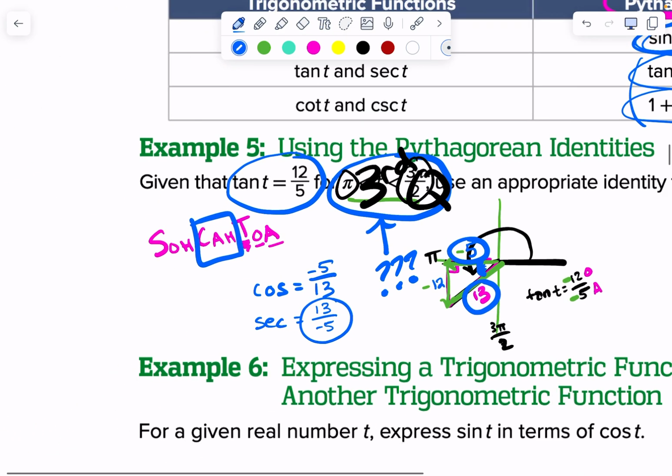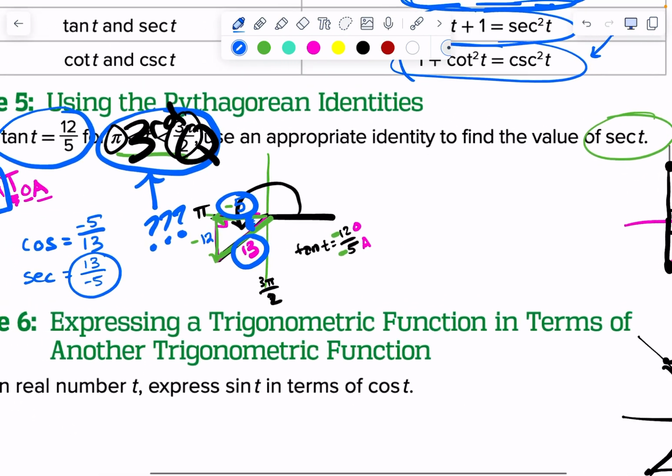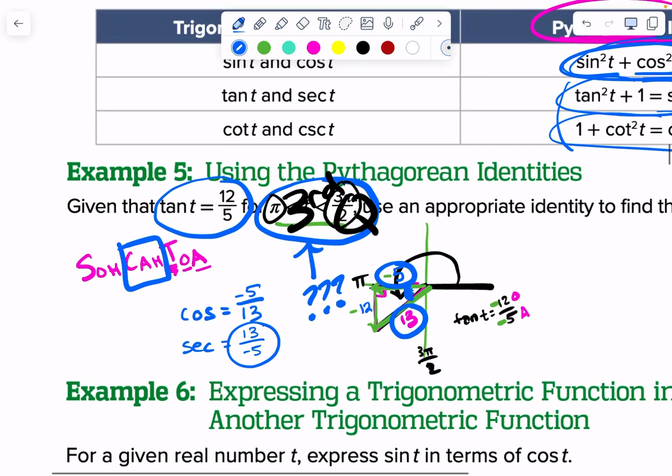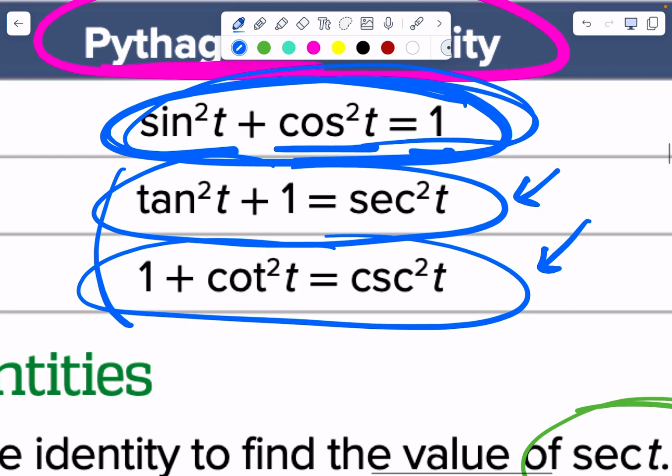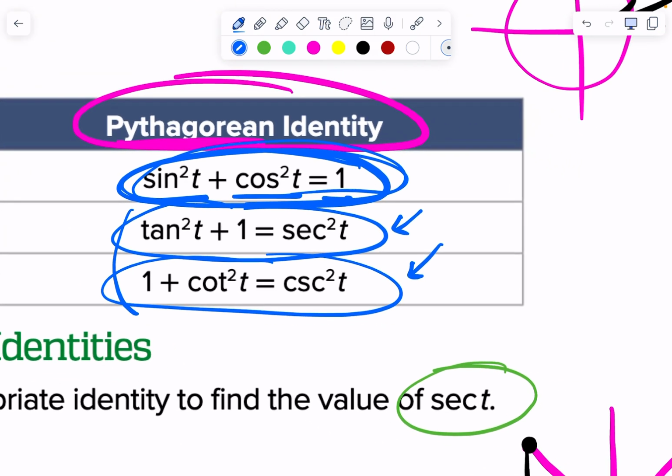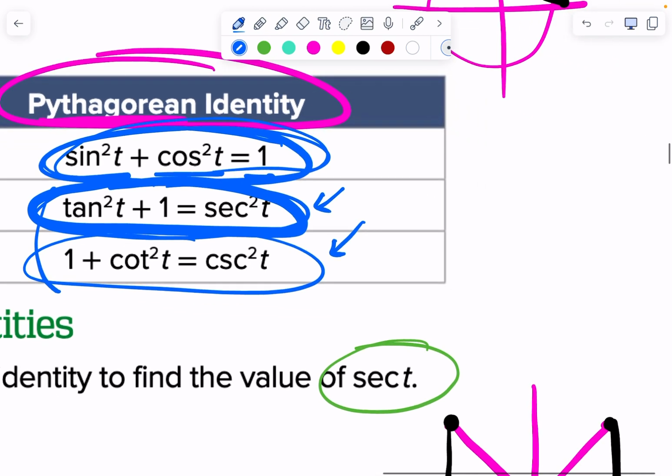Now, shall I show you how they wanted you to do it? This doesn't make sense to me in my mind, but it's probably faster and easier. Tangent is 12 over 5, and we're trying to find secant. Do I have a Pythagorean identity that has tangent and secant? You betcha I do, right here. Tangent squared plus 1 equals secant squared.